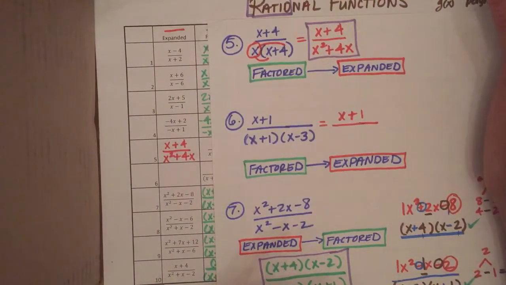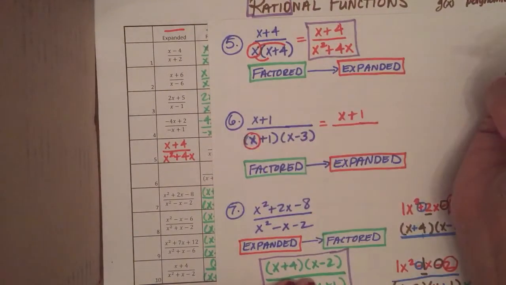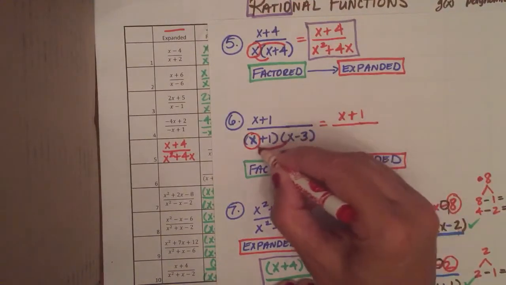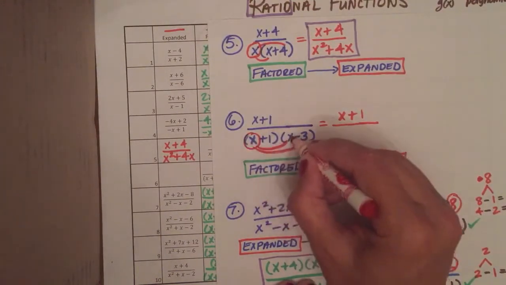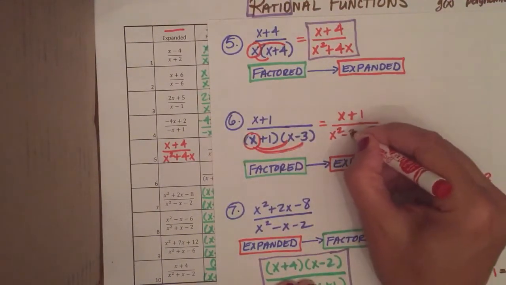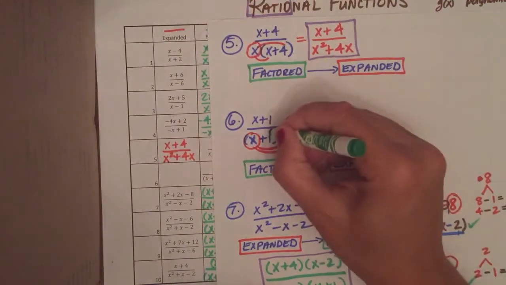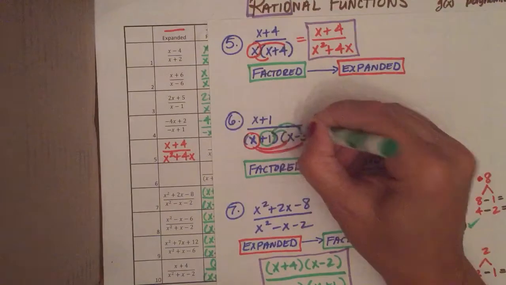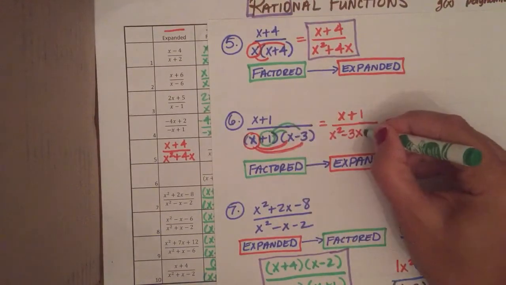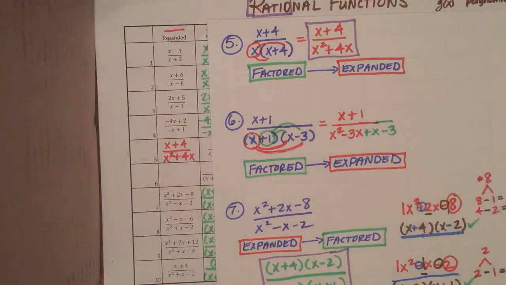Now, we use FOIL, first, outer, inner, last, but I'm just going to use a visual that'll make it a little easier for you. We're going to use distribution, so we're going to take this term and multiply it by both. So x times x is x squared. x times negative 3 is negative 3x. And then I want to take this term, the positive 1, and multiply it by both. So positive 1 times x is just positive x, and positive 1 times negative 3 is negative 3.